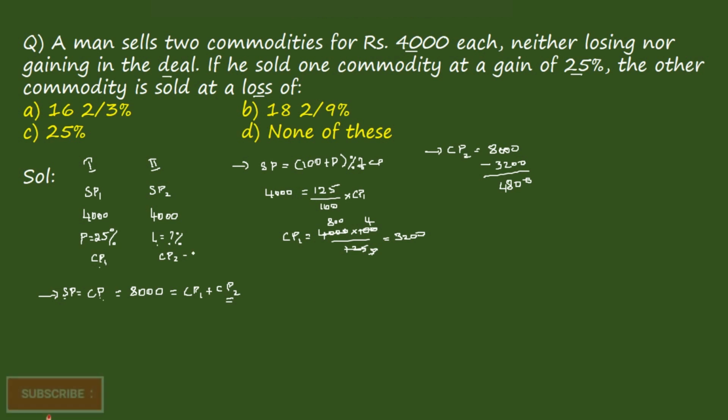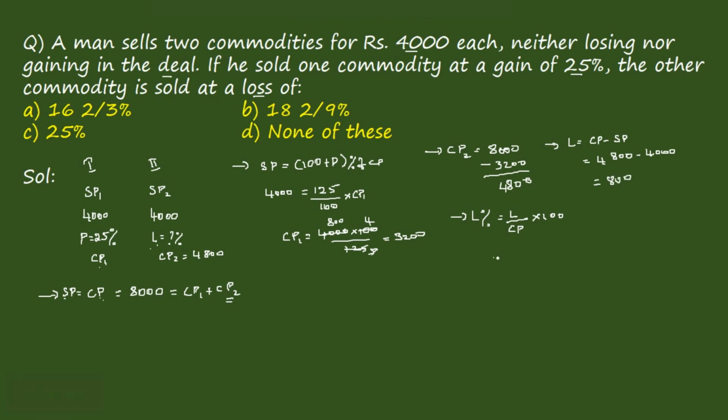Which is equal to 4800. Selling price is 4,000. Cost price is 4,800. Right. Then there is a loss. What is the loss percentage? We have to find. Loss percentage is equal to nothing but loss by cost price into 100. Right. What is the loss? Loss is equal to nothing but cost price minus selling price. Here cost price is given as 4,800 minus 4,000, which is equal to 800.